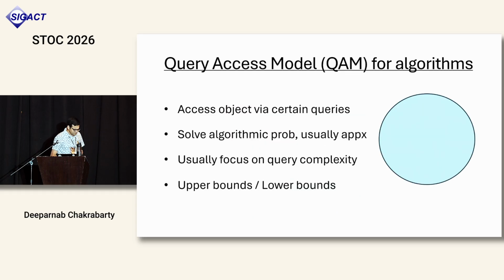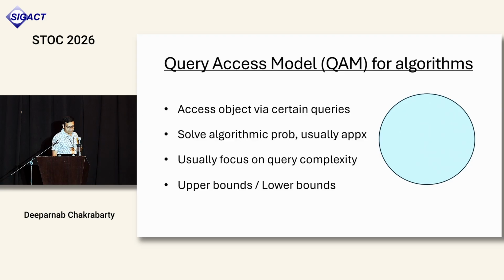So before I start the talk today, let me say where this falls. It falls under the query access model for algorithms, where you're accessing the input via certain allowed queries. You cannot read all of it, and you want to solve some algorithmic problems on it. The focus usually is on the query complexity: how many questions you can ask to solve your problem. And the nice thing is that you can actually prove a matching upper and lower bound. That's one of the things that is intellectually pleasing.